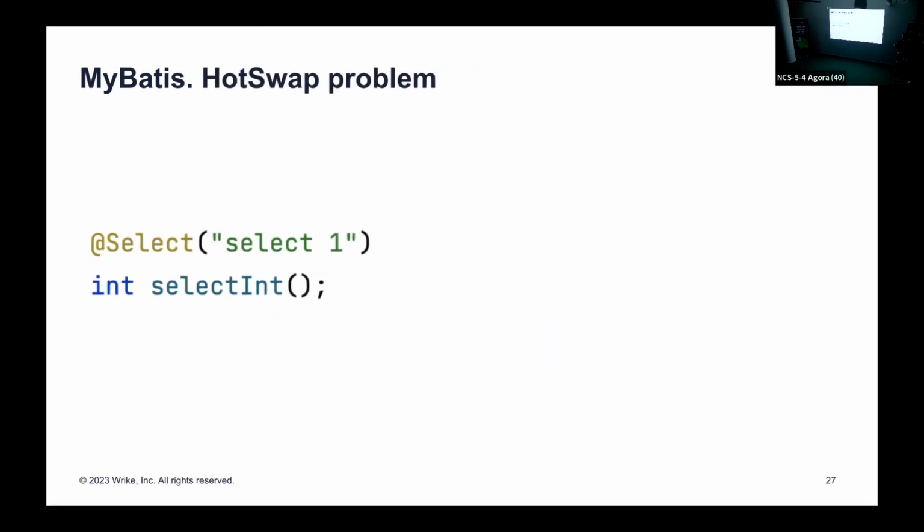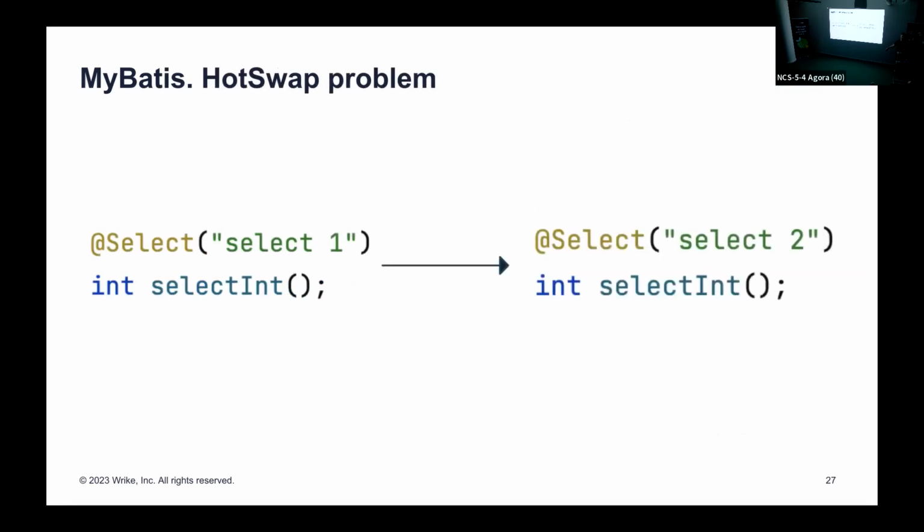And let's consider this problem. So we have this query and we want it, let's say, updated to this select2. And we do this update, we do the hot swap and expect everything is working right now, but it's not. Because in reality, MyBatis has a query cache in it, and the cache still contains select1. And this is why this query is performed by the application, even if you updated this annotation. And this is why we want a HotSwapAgent plugin.